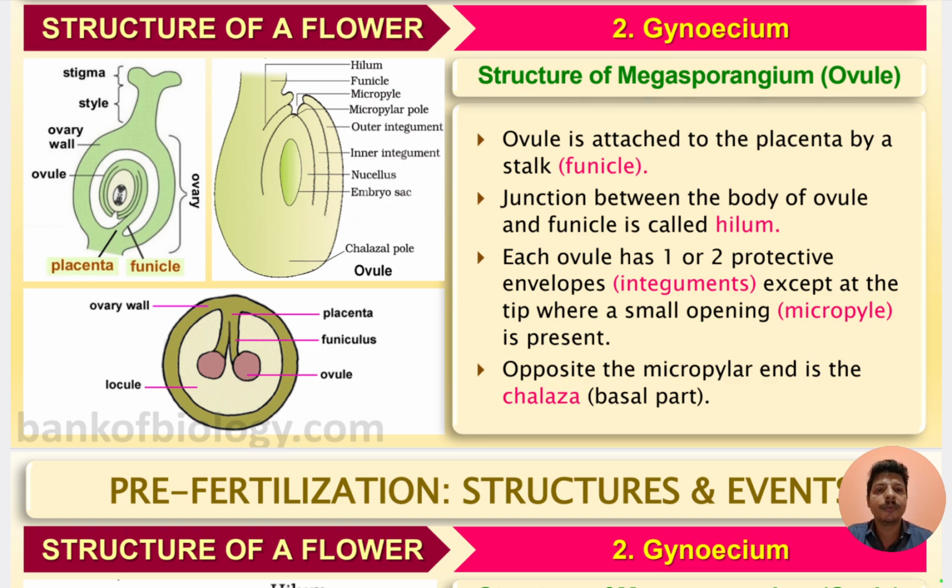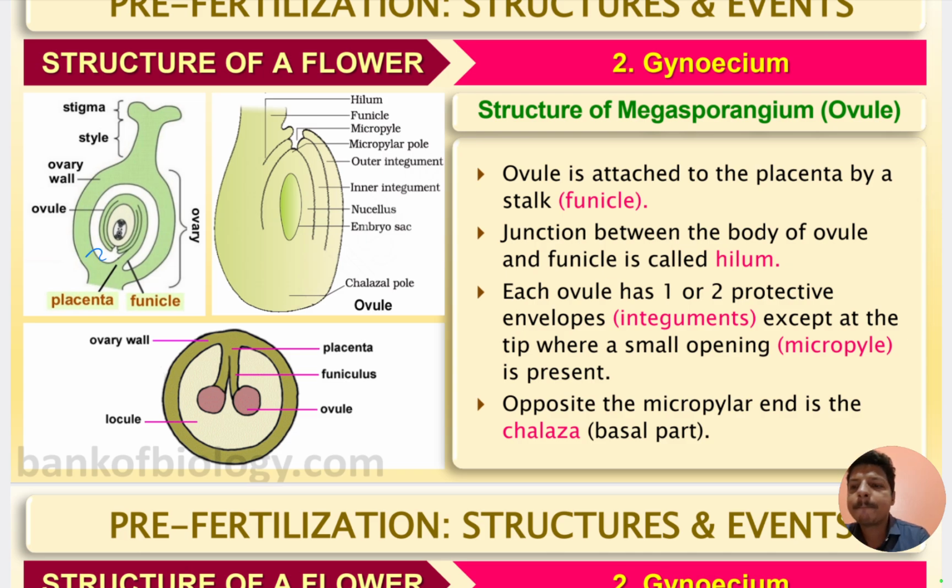Structure of megasporangium or ovule. The ovule is attached to the placenta by a stalk called the funicle. The funicle is also labeled here; you can see this portion is the funicle. The junction between the body of the ovule and the funicle is called the hilum. Remember the name, hilum. This portion is called the hilum.